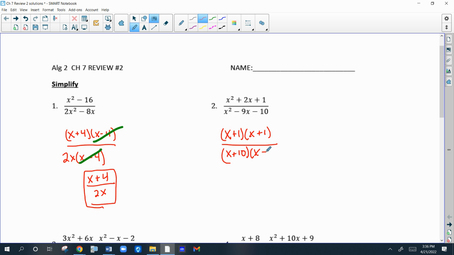I screwed that up. It's x plus 1, x minus 10. It has to add up to negative 9. So I'm going to fix that quickly. We're going to cancel out this x plus 1 with this x plus 1. That's the only thing that cancels. So we're left with x plus 1 on the top, x minus 10 on the bottom.